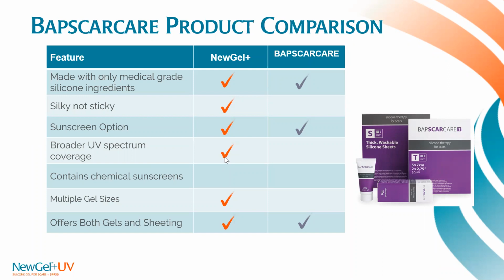NewGel Plus UV has a broader UV spectrum of coverage due to the zinc oxide versus titanium dioxide. Neither one of them contains chemical sunscreens, which is a good thing. NewGel Plus has multiple gel sizes. The BAP Scar Care seems to have one size of the gel with sunscreen and one size of the gel without sunscreen, so it limits your buying options. And both are complete lines in that they offer sheeting, pure gel, and gel with sunscreen.